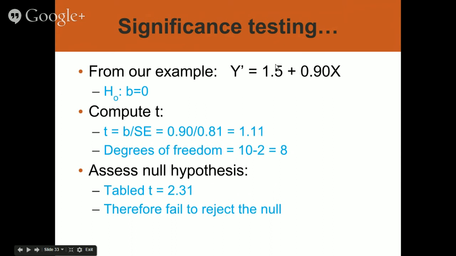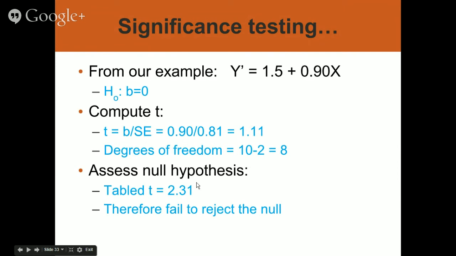So from our example, this was the equation that describes predicting your final exam mark based upon your midterm exam mark. This is our null hypothesis that our slope is equal to 0. We compute our t. Here is the equation. T is our slope divided by the standard error. So our slope in our equation is 0.9, and the standard error was 0.81, if you remember that we computed a few slides ago. And that gives us 1.11.